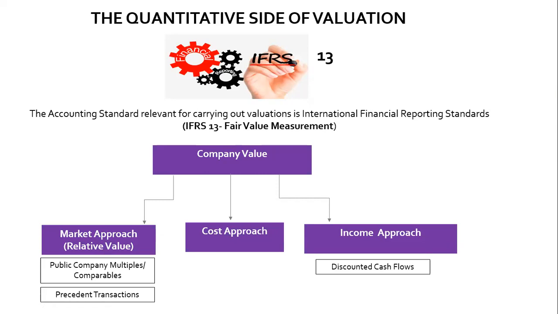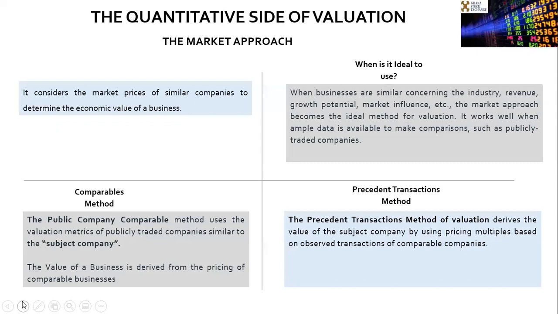And we'll go into much more detail so that you understand it better. Under it, we have the public company multiples or comparables, and then we also have the precedent transactions method, which I think will be explained in the next slide. So the market approach, as I said earlier, considers the market prices of similar companies to determine the economic value of a business. So assuming there is a savings and loans company that is a private company and would want to raise capital.